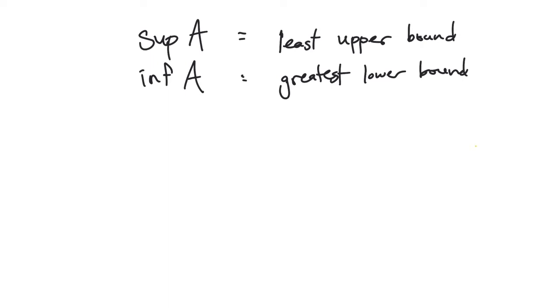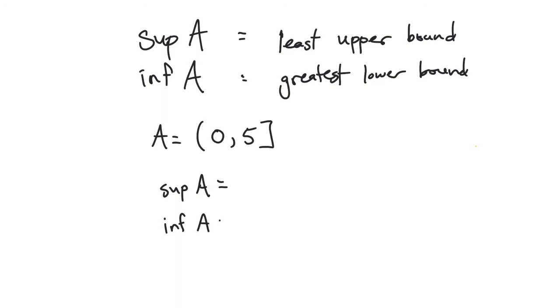How about, let's try, I don't remember exactly what we did last time. How about this set? Let's say A is, I'm going to write this as an interval. The interval from 0 to 5, and I have it open on the 0 side and closed on the 5 side. So this means all numbers greater than 0, not including 0, and less than or equal to 5. What are the sup and the inf of A?